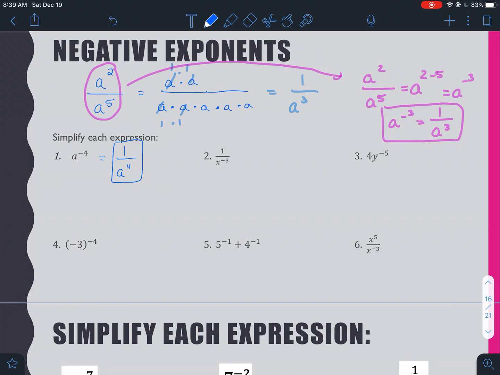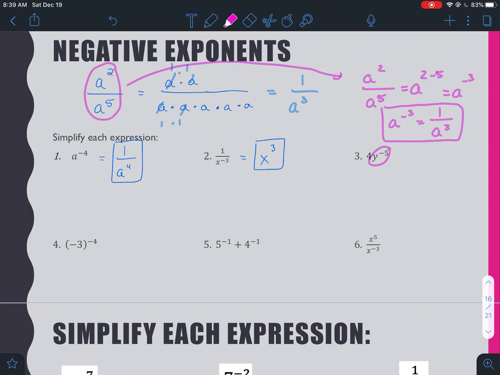Number 2, if the exponential expression with a negative exponent is in the denominator, then to make it positive, you move it back up to the numerator. So 1 over x to the negative 3rd is the same thing as x to the 3rd.